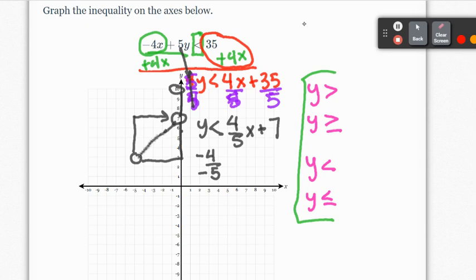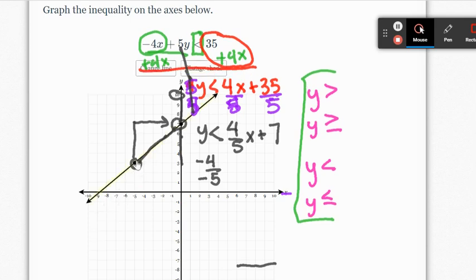Now, I'm going to go ahead and connect those on the generator here by clicking at 7 and then bringing it down 4, left 5. And you can count from there and rise 4 and run 5 and double check your slope to make sure it is correct. But this is the right thing. So this is the right spot for my line.